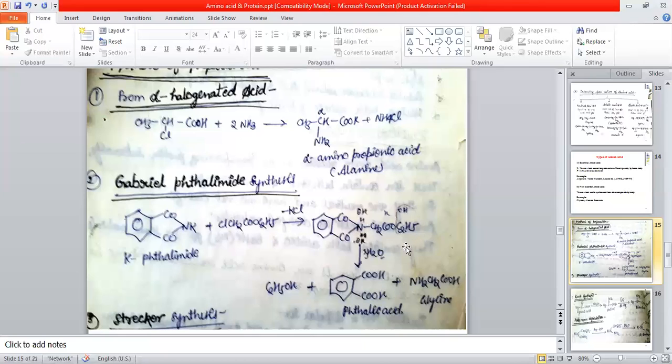When this intermediate compound is hydrolyzed, three molecules of water will be added: HOH, HOH and HOH. So firstly from here C6H5 COOH, this acid, is eliminated. You will get NH2 CH2 COOH, the amino acid. The next one, here ethanol will be eliminated.